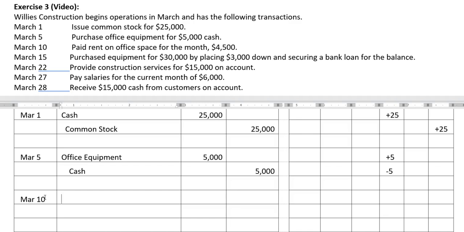How do we increase expenses? Well, at this point, you know that those are debits, so we're going to debit our rent expense for the $4,500. Now, what else is going on? Well, what is offsetting this? How are we going to pay for it?